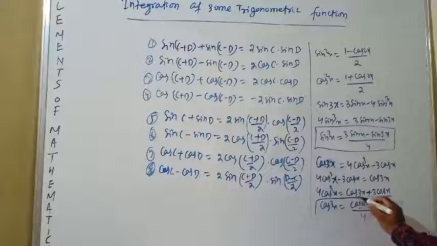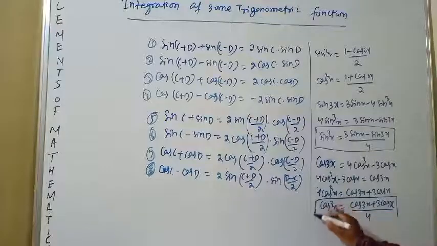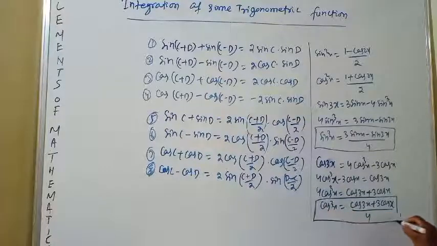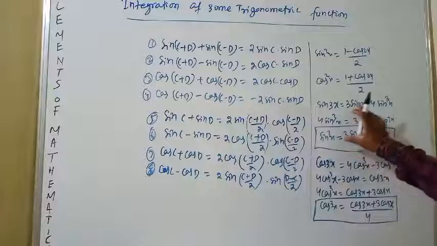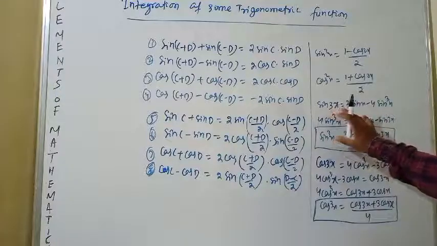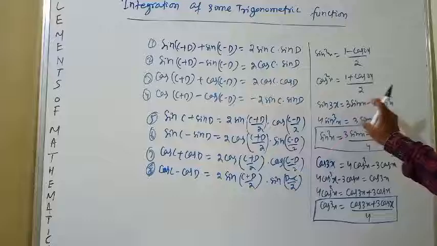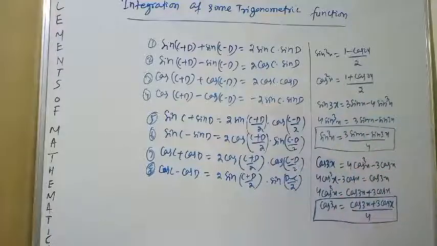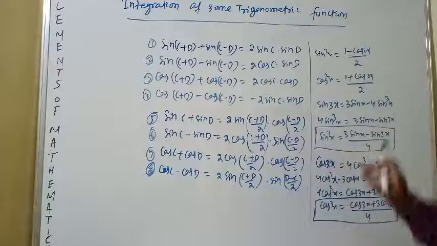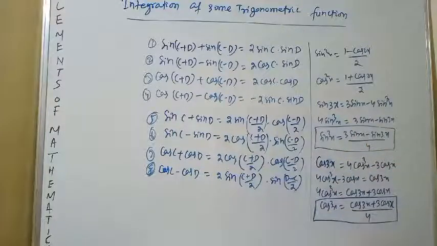Whenever cos cubed x is required, we can use this formula. These are the formulas which will help us to integrate some trigonometric functions. For sin 3x you need to remember 3, 4. For cos 3x you need to remember 4, 3. This is a kind of trick and you can remember it easily.